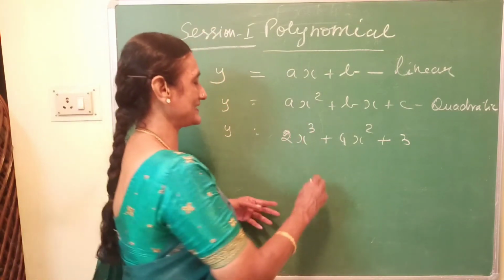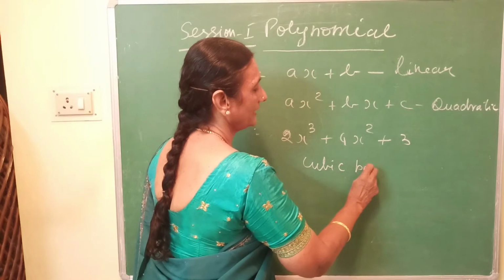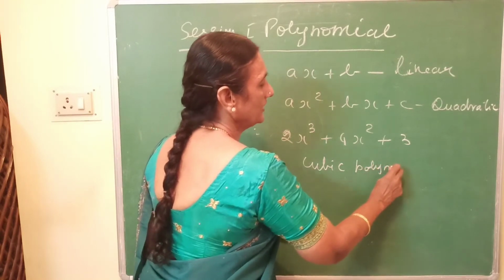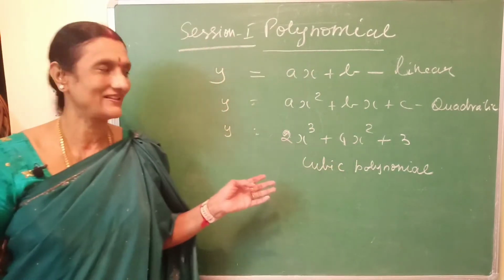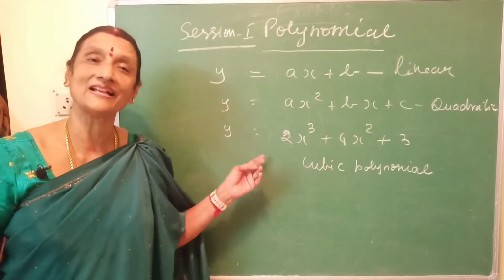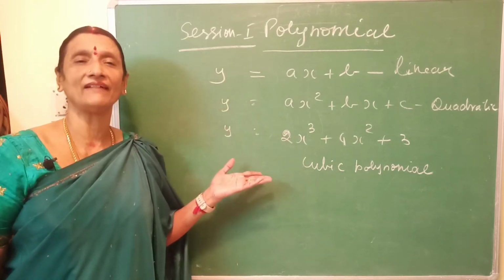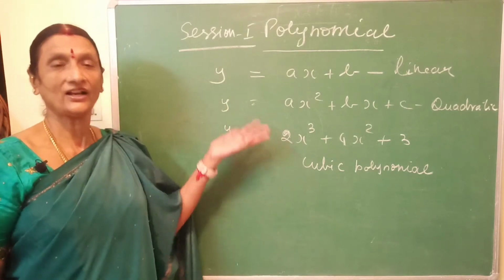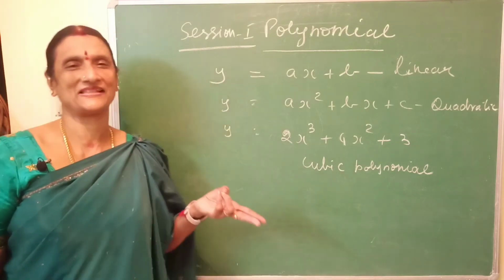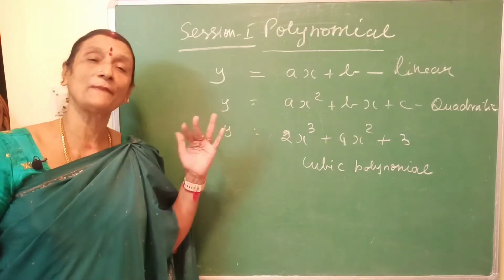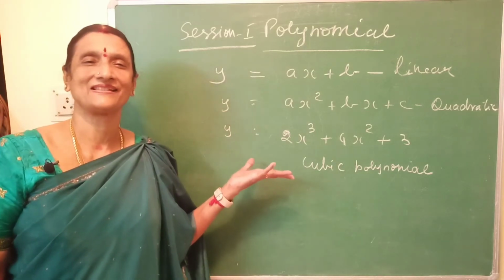Therefore, we call it a cubic polynomial. So, when we are classifying according to the degrees, the number of terms doesn't matter at all. A monomial can have a degree 5. A quadratic polynomial can have only 2 terms. Similarly, a cubic polynomial can have even 4 terms.